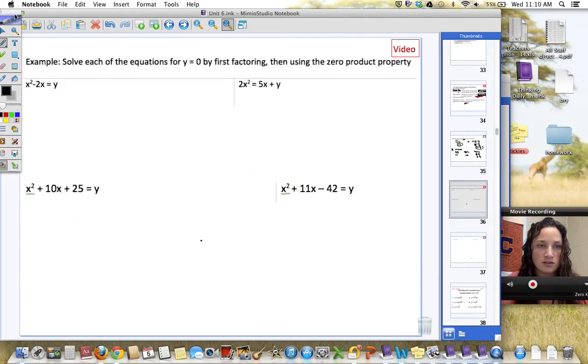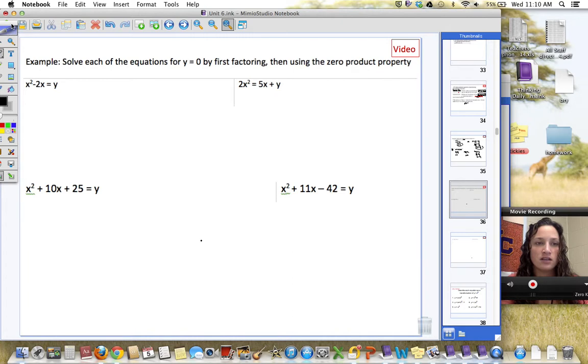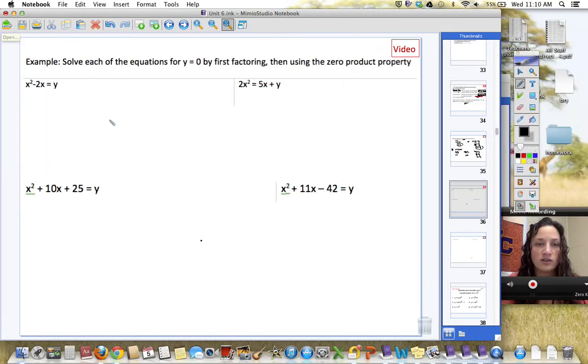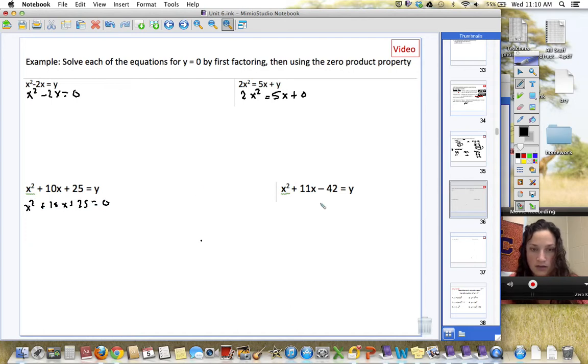All right, so let me move this a little bit. So solve each of the equations. I'm actually going to put that over there. Solve each of these equations for y equals 0, but first factor using the zero product property. So all I'm doing is I'm going to switch all of these so that it says x squared minus 2x equals 0. I'm going to set all of them equal to 0. 2x squared equals 5x plus 0. x squared plus 10x plus 25 equals 0. Wherever there's a y, I'm making it 0. x squared plus 11x minus 42 equals 0.